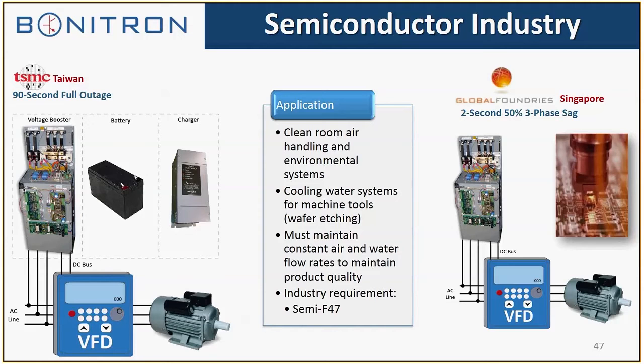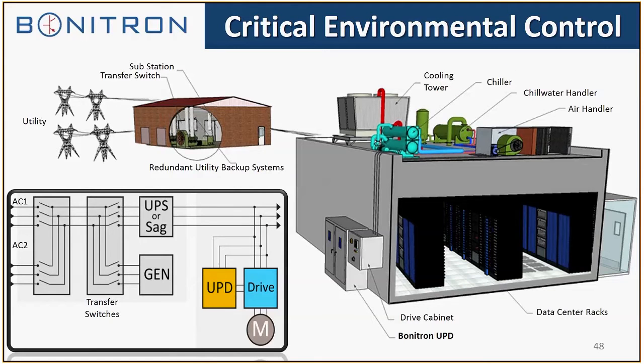This shows the 90-second full outage, which was batteries in Taiwan, and then Singapore was Global Foundries, and this kind of relates to the U.S., and this is what I found is so interesting, is that in Singapore, they were using SAG ride-through, which is a single unit with the drive, but in upstate New York, they were using 1 second full outage, which is usually backwards. Usually overseas, they use the outage ride-through. In the U.S., they use SAG. So depends on what the customer requires.